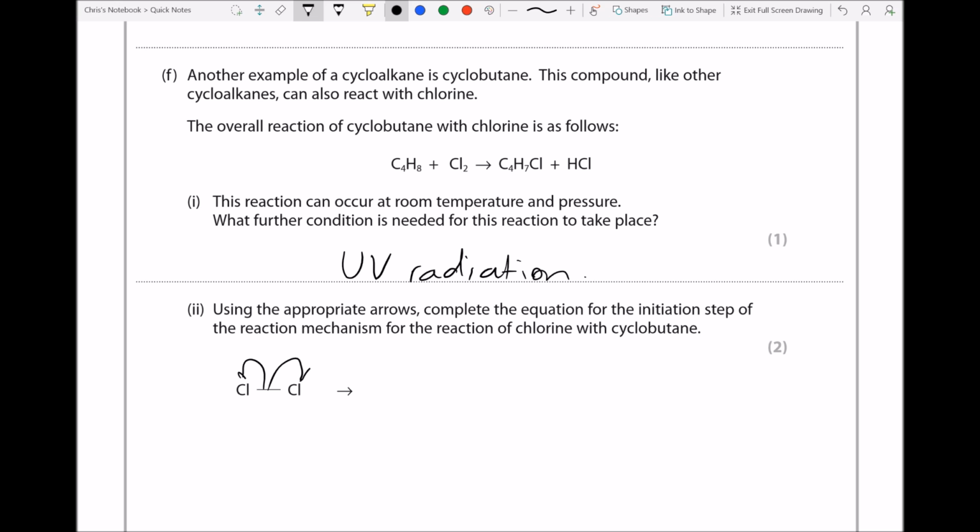Okay, so it's these fishhook arrows, these single-headed arrows, like that. That's pretty important. Make sure you're not double-headed, otherwise you lose the mark. So it's single-headed. So you've got them going each way, and then what you form is 2 lots of Cl dot. So 2 Cl radicals. So you get 2 marks for that: 1 for your fishhook arrows, and 1 for putting 2 Cl dot there as well. Okay, right, on to the next part.